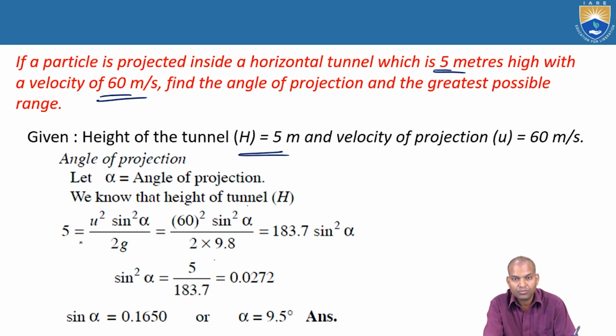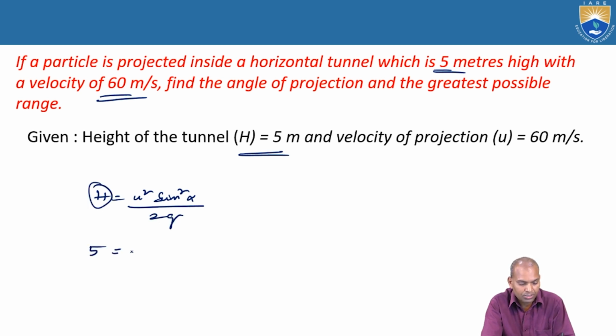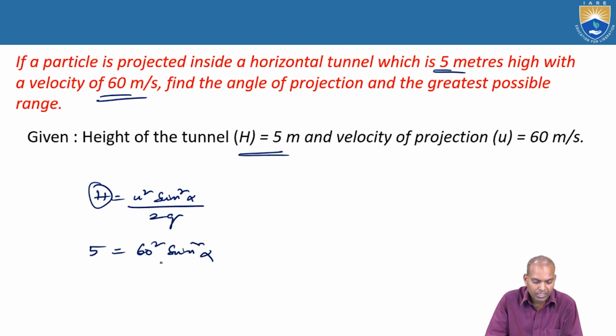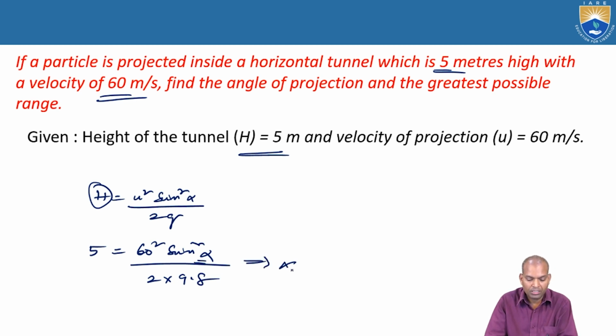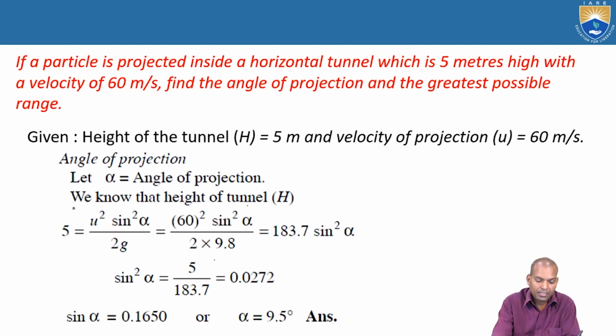So the maximum height h equal to u square sine square alpha by 2g. We know the height h is 5 meters, and the initial velocity u equal to 60 meters per second. So 60 square sine square alpha by 2 times g, 9.8. From that the unknown alpha, the angle of projection, can be calculated.